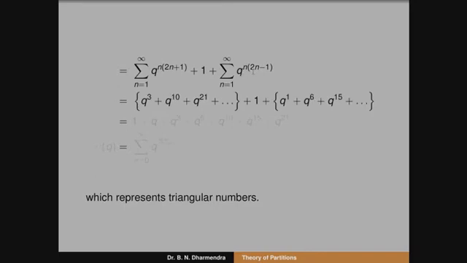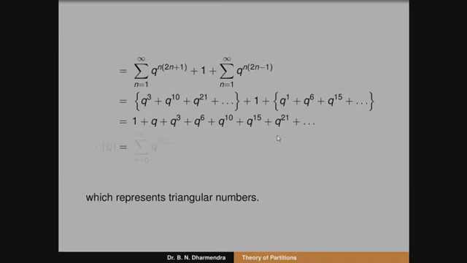The first series gives q cube plus q to the power of 10 plus q to the power of 21, up to infinite terms, plus 1, and also the second series expansion, q to the power of 1 plus q to the power of 6 plus q to the power of 15. When I write it in proper order, it is 1 plus q plus q cube plus q to the power of 6, up to infinite terms. So the exponents are 1, 3, 6, 10, 15, 21, which are triangular numbers.